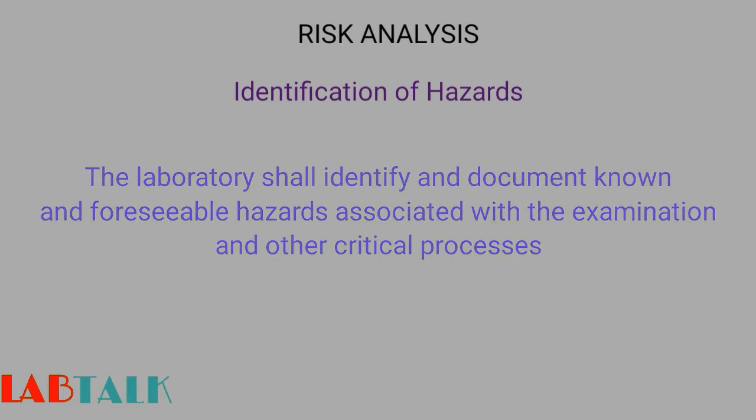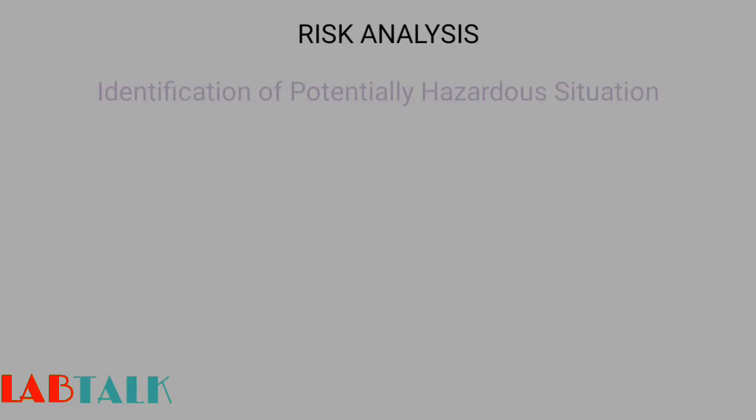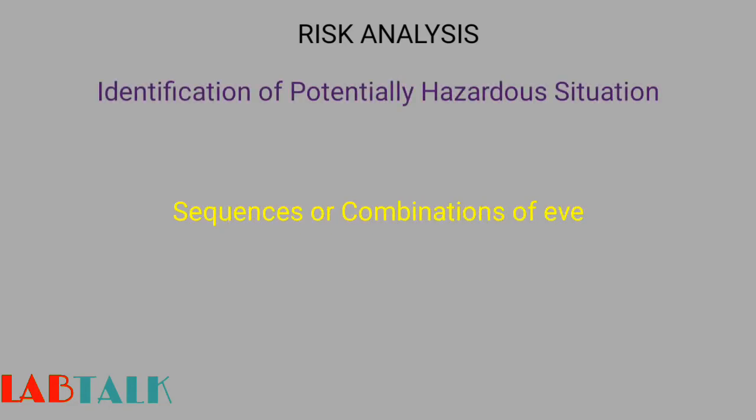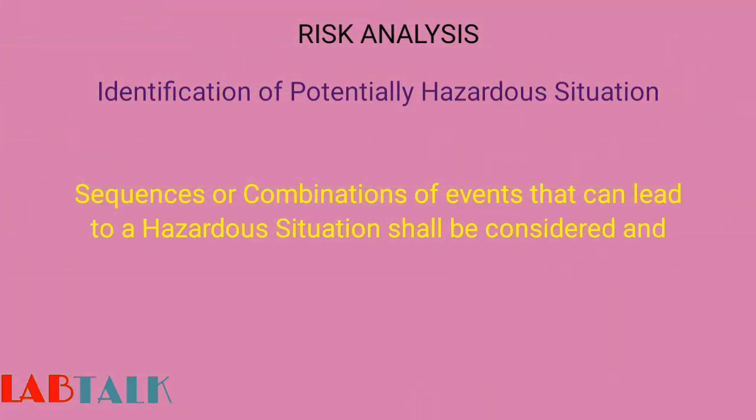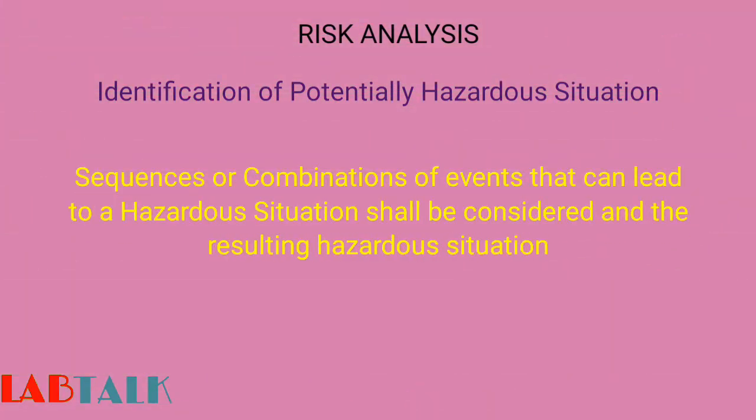The next thing is identification of potentially hazardous situations. Reasonably foreseeable sequences or combinations of events that can lead to a hazardous situation shall be considered. So basically these are not the hazardous situation itself, but some sequences of events can lead to hazardous situations.